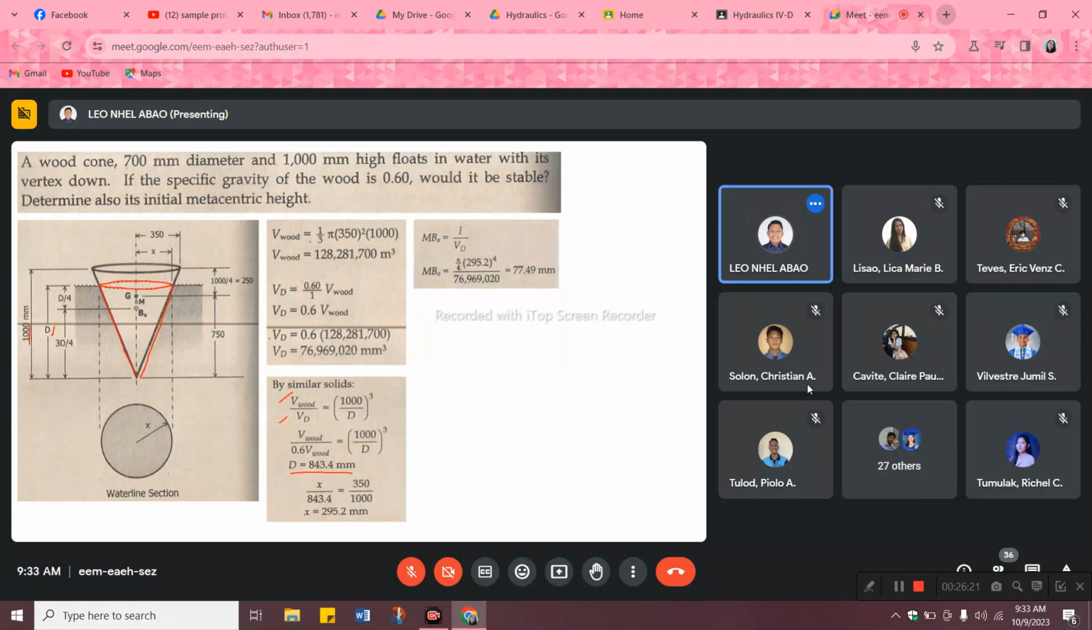Okay, so again, let's write I over VD. So I is pi over 4, times X to the 4th. Again, we are not dealing with the whole base, but only the base that is submerged in water. So X is what we will use: 295.2 to the 4th over VD. We get our MBO.